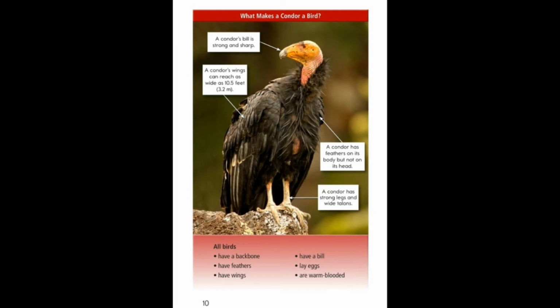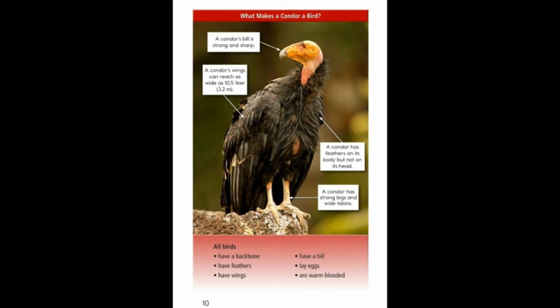So this is what we would call a diagram because it has a picture with arrows pointing to specific parts of it and they're only speaking about those parts. So if we had a question about what a condor looks like, this would be a great page to go to. Let's look at the bottom piece. All birds have a backbone, have feathers, have wings, have a bill, lay eggs, and are warm-blooded. Those are all things that birds have. That's what makes a bird a bird.